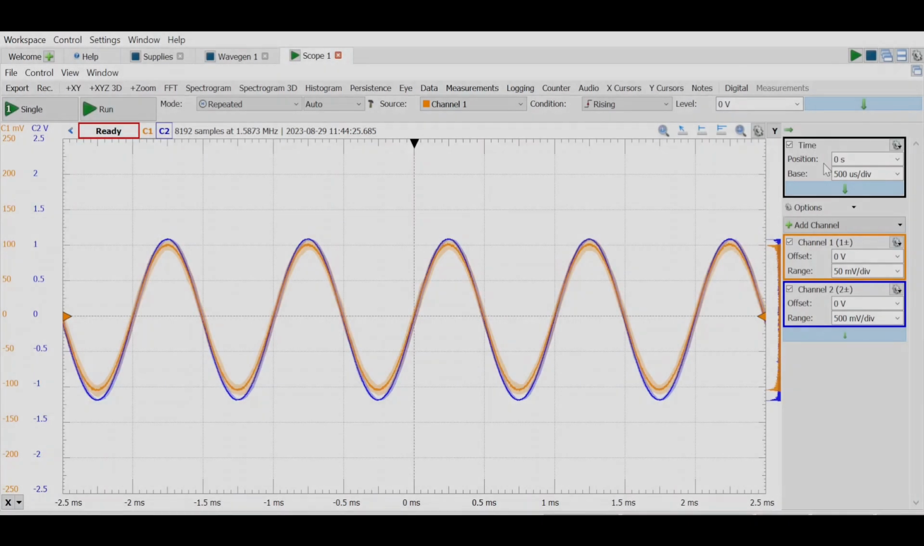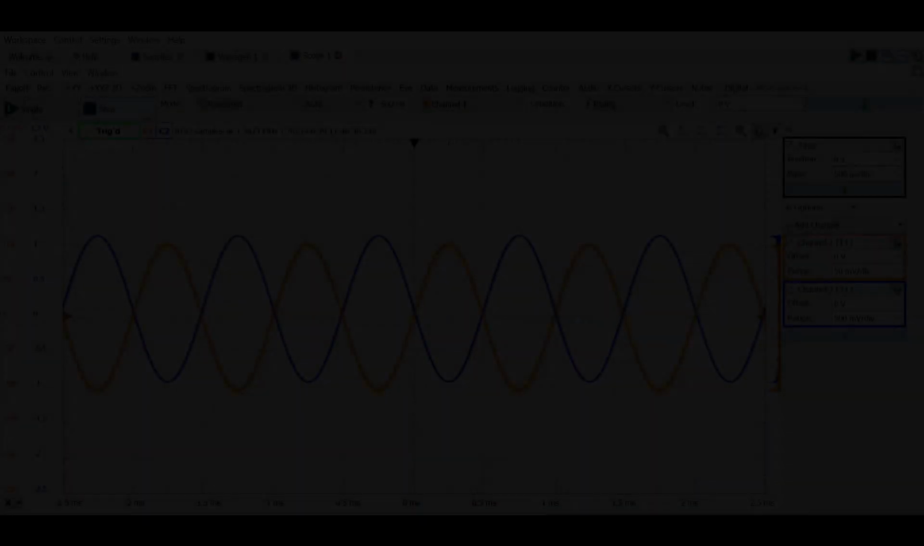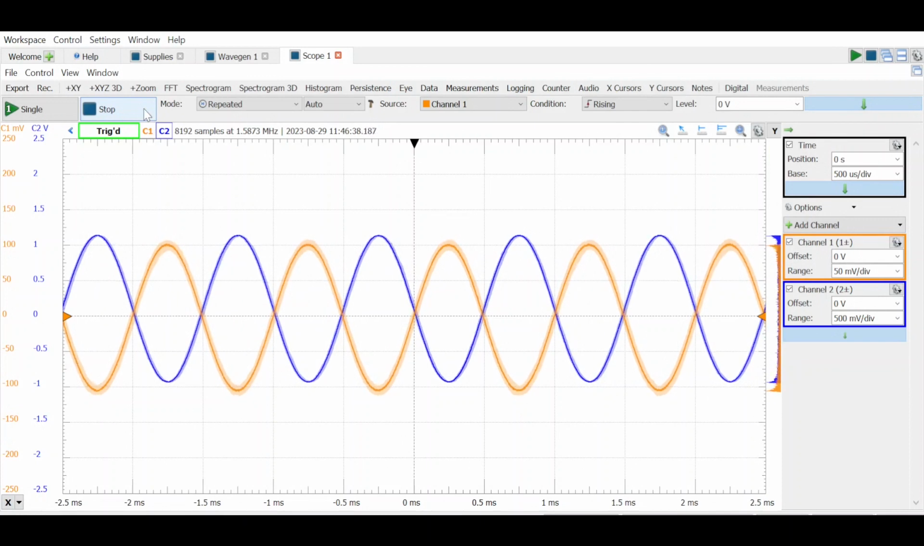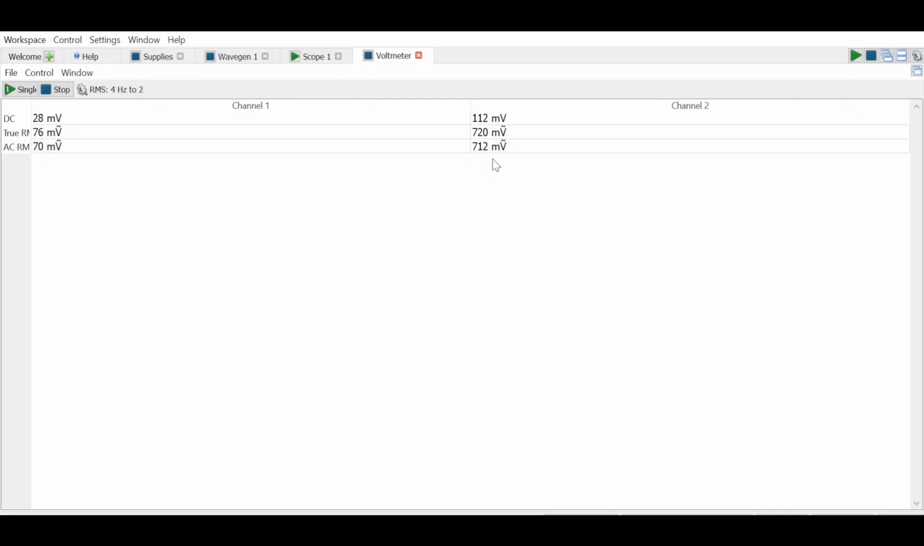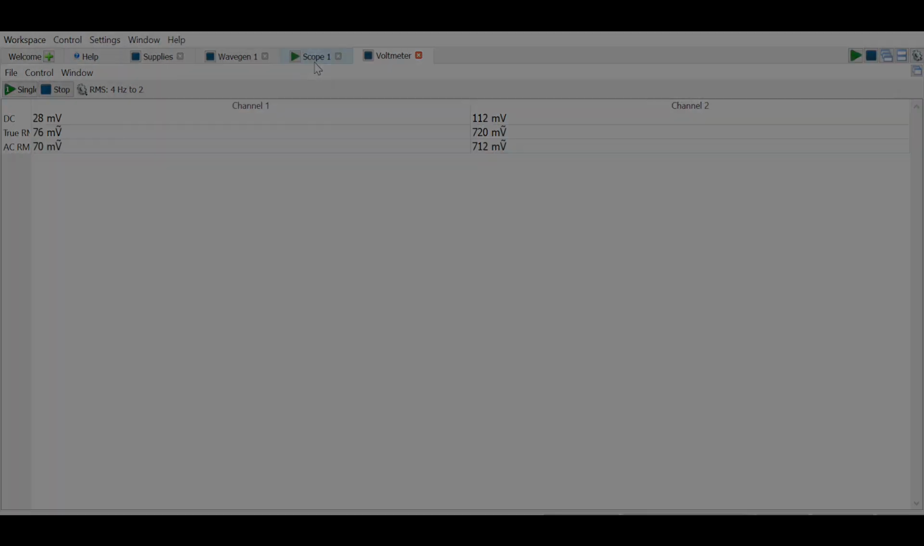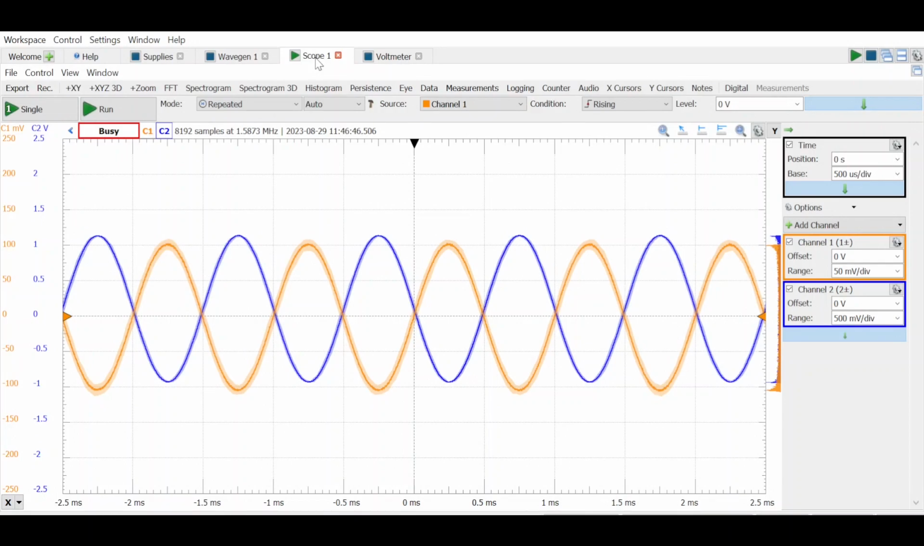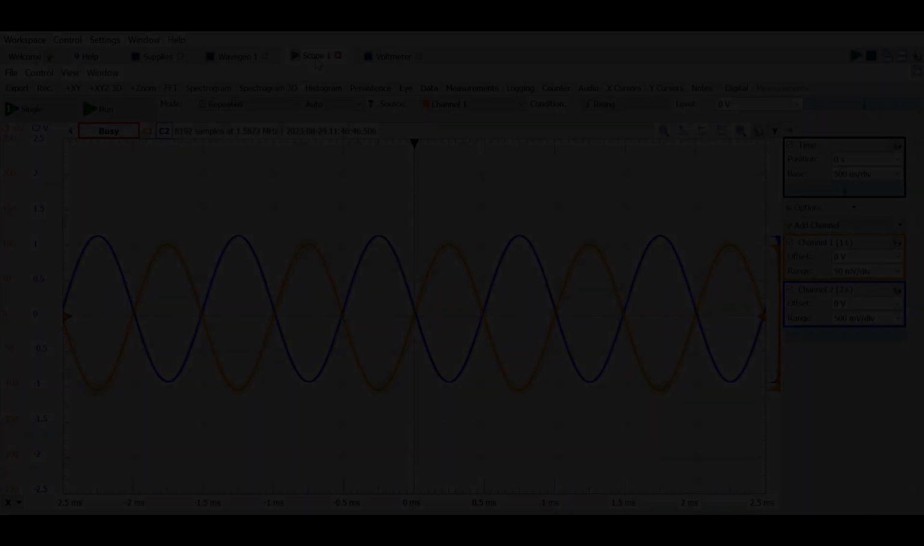Let me physically switch to the inverting op-amp. We now see the 180-degree phase inversion. And using the voltmeter, we take 712 millivolts divided by 70 millivolts, gives us a gain of 10, as we expected. I'm going to shift back to the non-inverting.